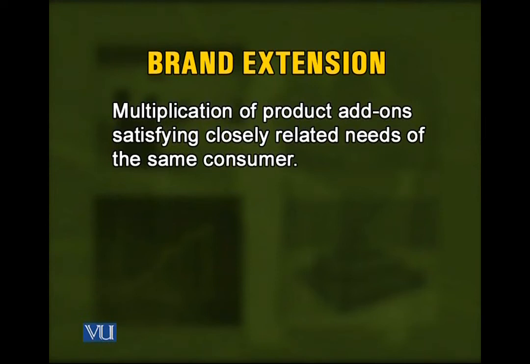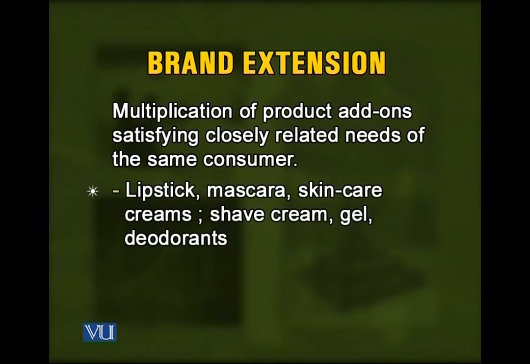Another classification of the multiplication of the product line you may like to consider is the multiplication of product add-ons, satisfying very closely related needs of the same customer. The example could be in the area of cosmetics. A manufacturer manufacturing lipstick, for example, getting into mascara and blush-ons and skincare creams. Another example could be that of a manufacturer who's into making shave cream and then getting into things like shower gels and hair gel and deodorants. So this is a very interesting category that may not escape your interest and attention.